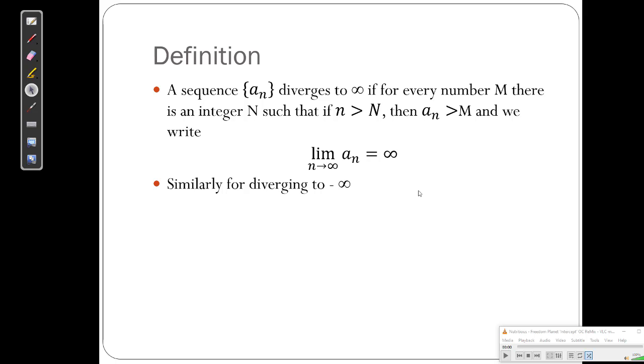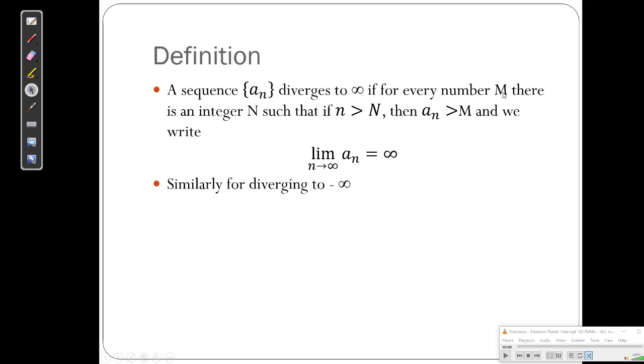Here's the definition of diverges. If you're going to show something diverges to infinity, you need to show it's eventually just higher than any finite number. So that's what they're saying here. M is just some finite number. It could be very large. But eventually, if your indexes are high enough, you'll be over that number, whatever it is.